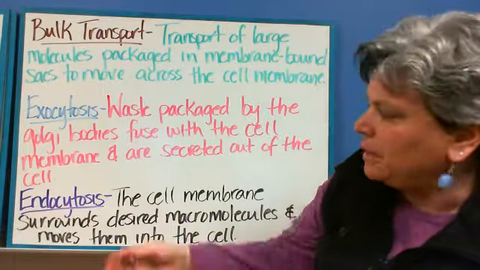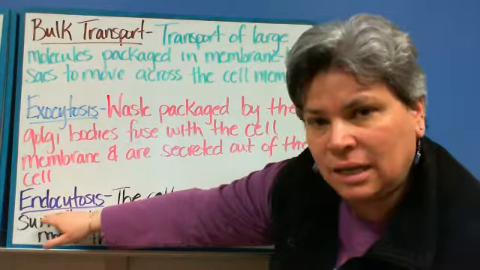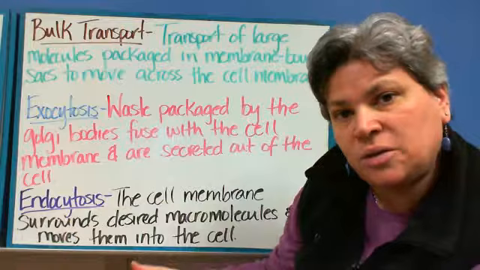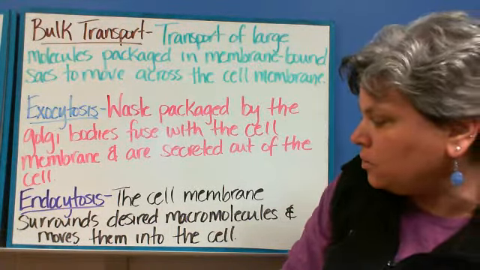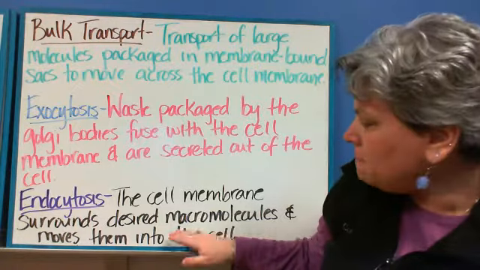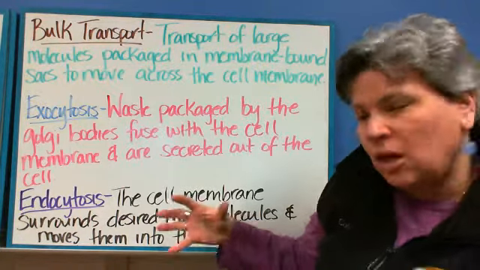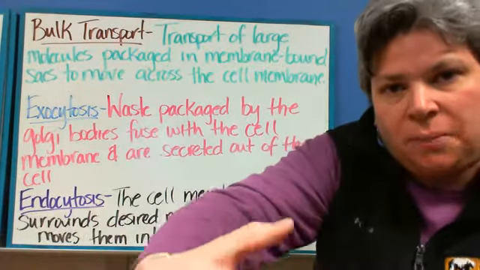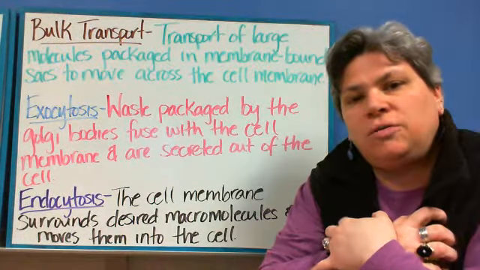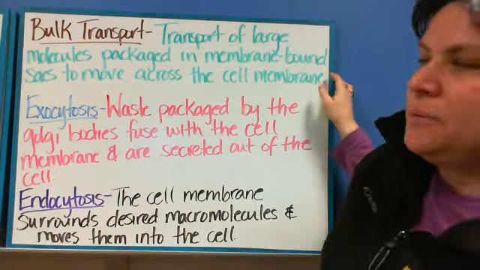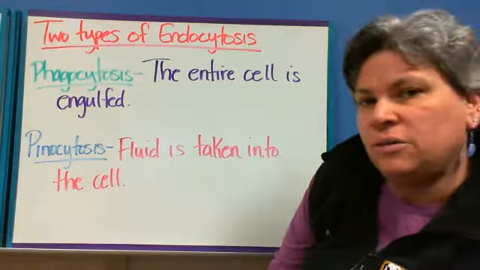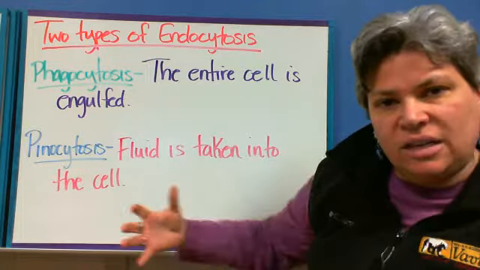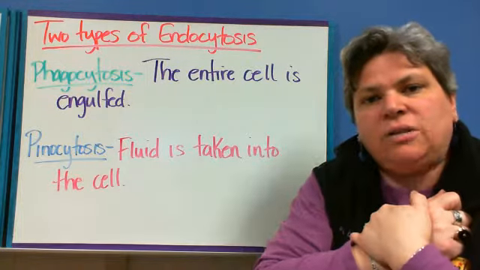The opposite of that would be endocytosis. Endo meaning in, cyto meaning cell, so we're going to move into the cell. The cell membrane surrounds the desired macromolecule and moves them into the cell. Macro means large. So the cell membrane surrounds this big particle and then pulls it into the cell. There's two different types of endocytosis. The first type of endocytosis is called phagocytosis. The entire cell is engulfed and brought into the cell.